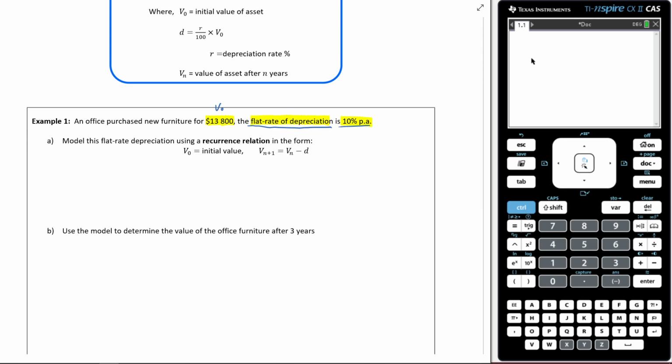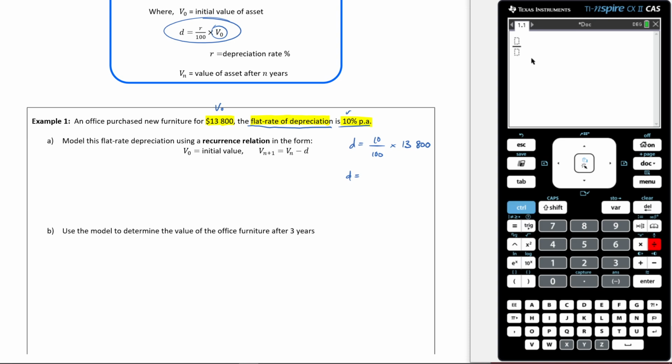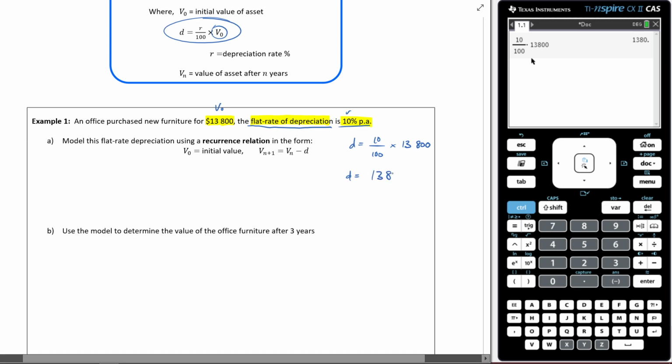The most important thing here to recognize is that if we want to figure out what D is, we're going to say that this here is my R value. So I'm going to take 10 over 100 and times it by V of 0. Now V of 0 is what it originally was worth, 13,800. So all I'm doing here is figuring out what is 10% of the original cost. When I come to my calculator and I figure that out, I go 10 over 100, then I times it by 13,800. So that is how much 10% of the original is.